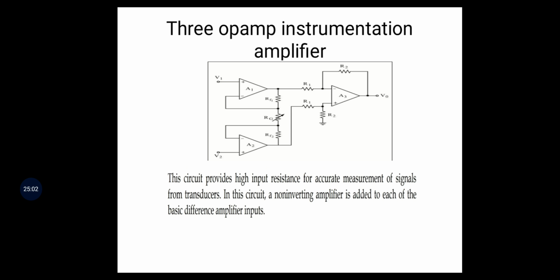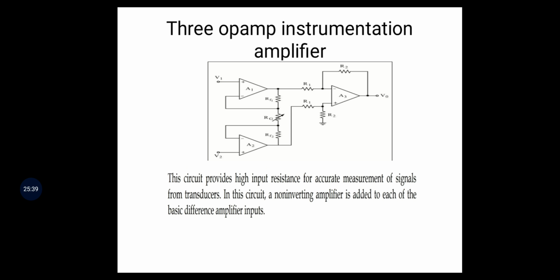Then the outputs of op-amp A1 and operational amplifier A2 are connected to the third operational amplifier's inverting and non-inverting terminals. Here V1 is applied at the non-inverting input terminal of A1, and V2 is applied at the non-inverting terminal of A2.